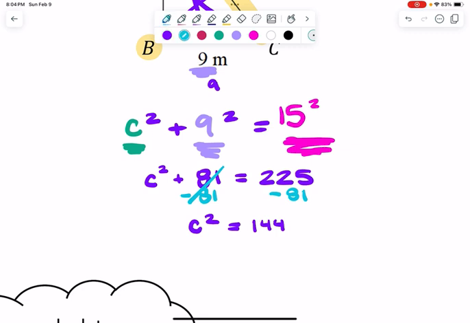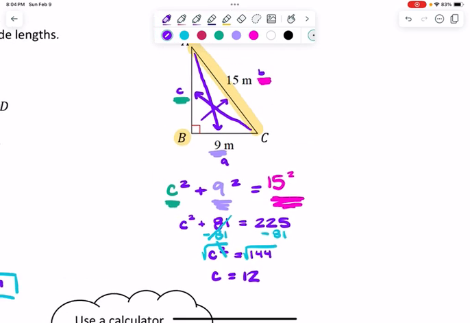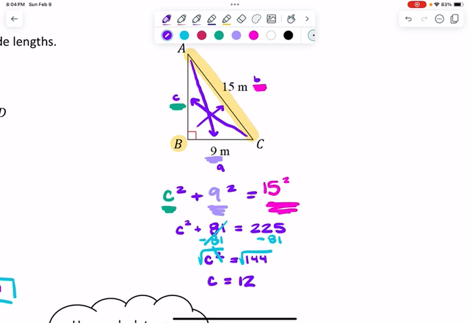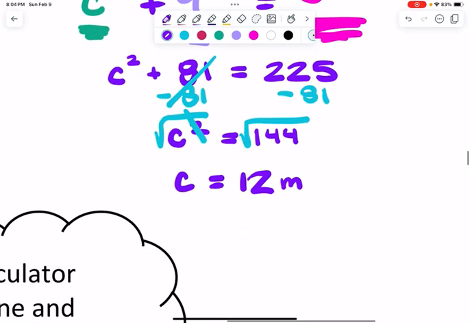And again, I can undo square with a square root. If I do it to one side, I have to do it to the other. And I get c is equal to 12. Remembering that I need to have my units. In this particular example, my side lengths are measured in meters. So my final answer will also be measured in meters.